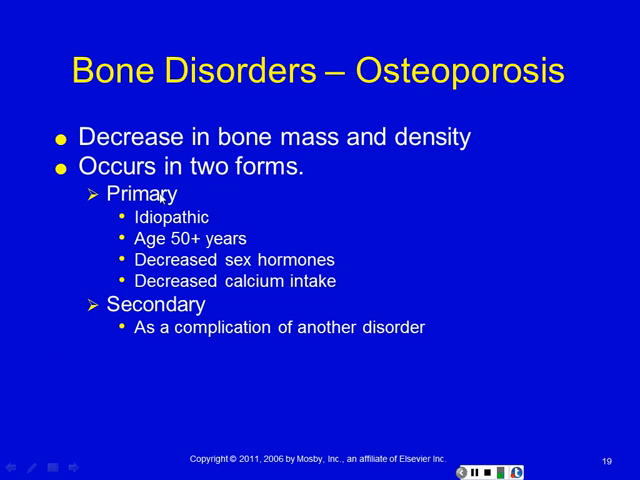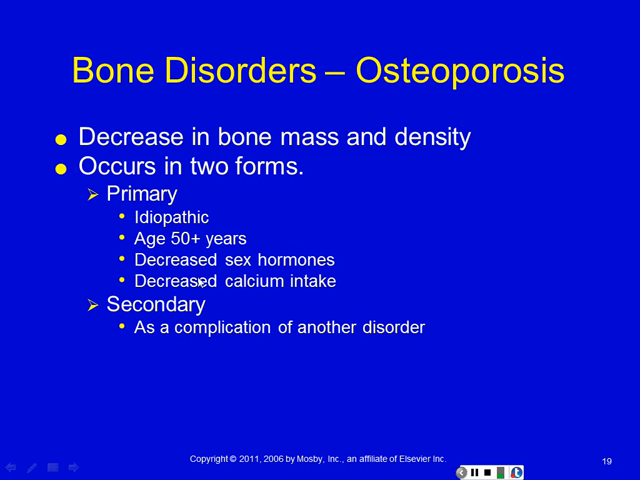So there are two forms. The one we're all familiar with is primary osteoporosis. And this is the weakening of the bones with age. So typically it's age 50 plus years. It's associated with the decrease in sex hormones, particularly in the female. When menopause occurs, progesterone and estrogen drop, and progesterone and estrogen help to keep bones strong. So osteoporosis accelerates after menopause.